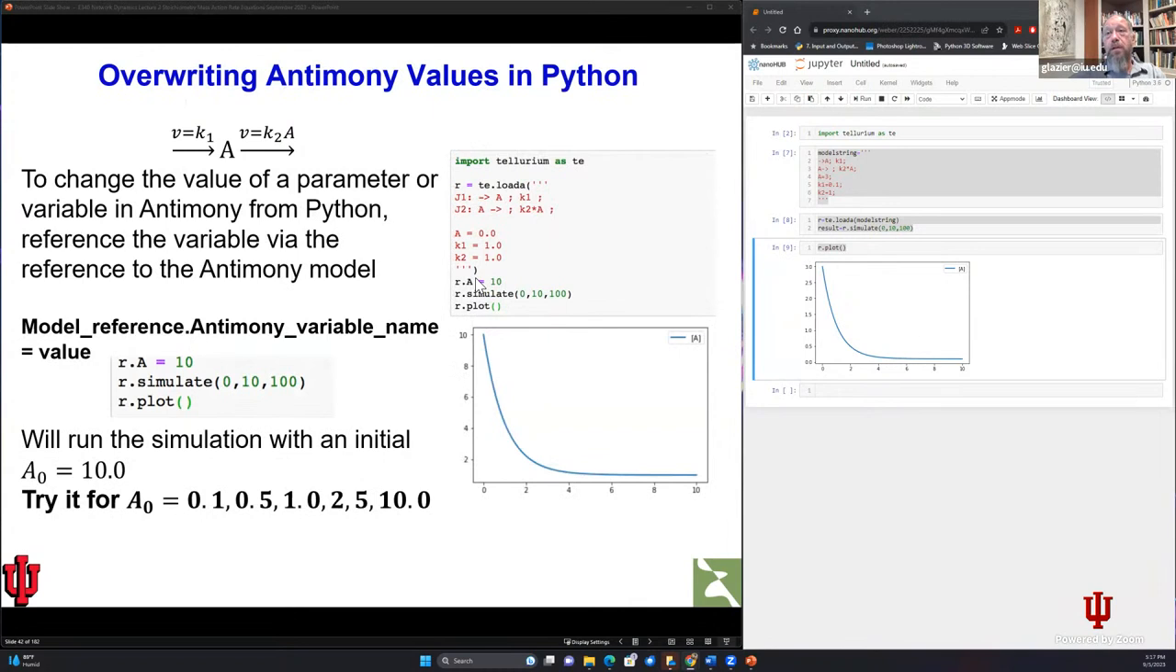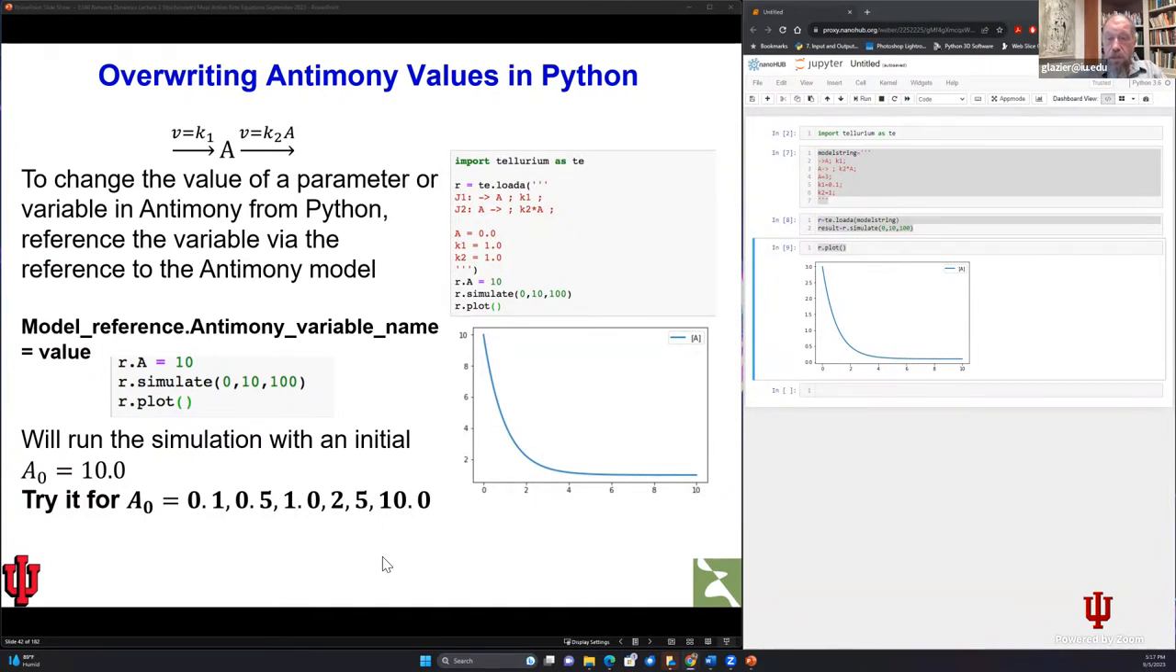So one of the key things that we need to know about antimony is that there is this slightly complicated structure, which is that the string that we've loaded is a model specification. It's not a program. When we do a te.load A, we are loading that string and parsing it and converting it into something executable. The variables and parameters in that string are then turned into Python objects that are attributes of the simulation we loaded.